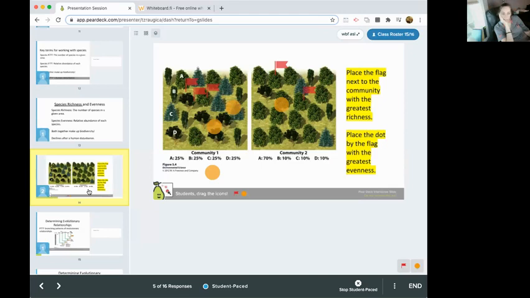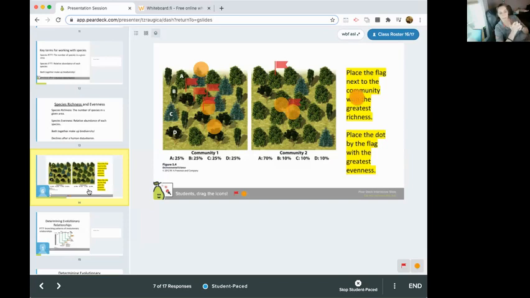So I see a few of you putting that dot over in community 1. The dot is for the greatest evenness. So somebody unmute. What is evenness? It's kind of the ratio between species in a given area. Okay, good. So how many of species A versus species B? And if you notice, they all say 25%. So that is completely even.